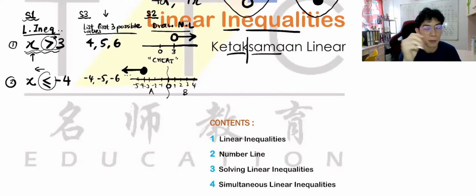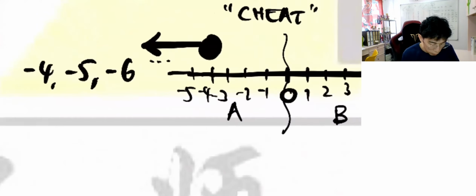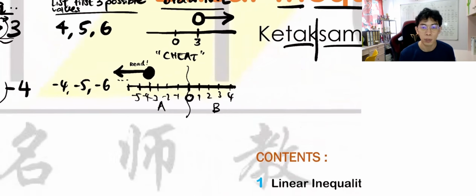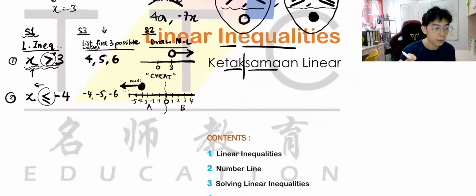First three only. Are you okay in deciding the first three values? You look at the arrow, it tells you the answer already. The arrow says, read here. -4, -5, -6. Got it. So everyone, better or not? Okay, come, ask.